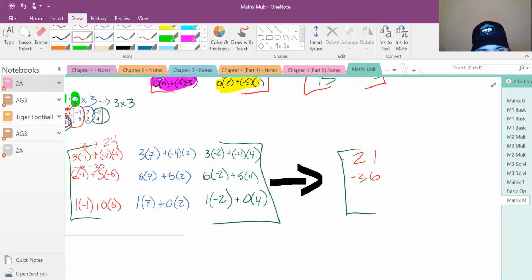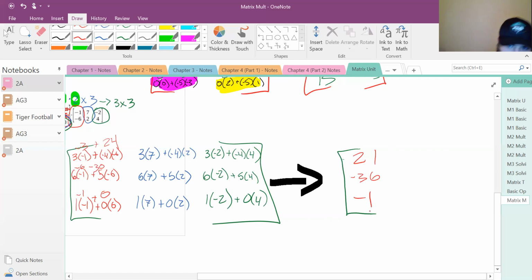Okay, last one for the first column. We have 1 times negative 1, which is going to be negative 1, obviously, plus 0, which is negative 1.